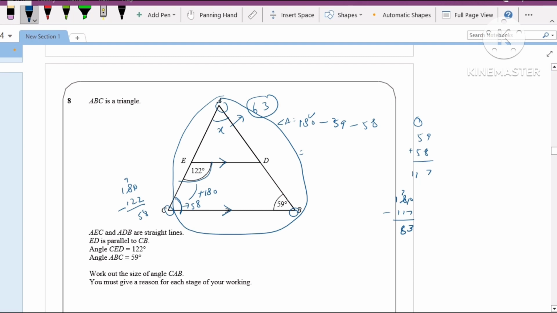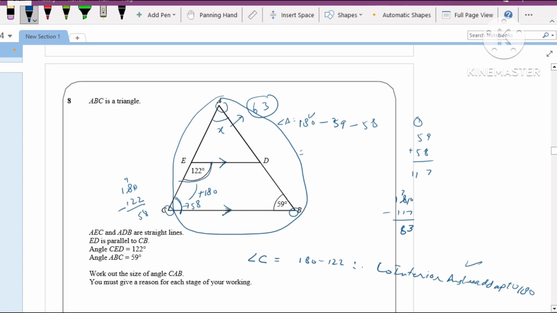So basically when you write angle C is equal to 180 minus 122, you will write a reason: co-interior angles in parallel lines. Even if you write co-interior angles add up to 180, you will get 1 mark for the reason.